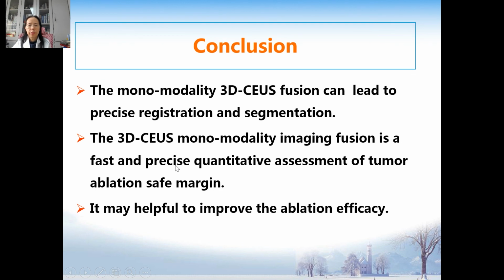In conclusion, multimodality 3D contrast ultrasound fusion can lead to precise registration and segmentation of the tumor. And the 3D contrast ultrasound multimodality image fusion is a fast and precise quantitative assessment of the tumor ablation safety margin. It may be helpful to improve the ablation efficacy.